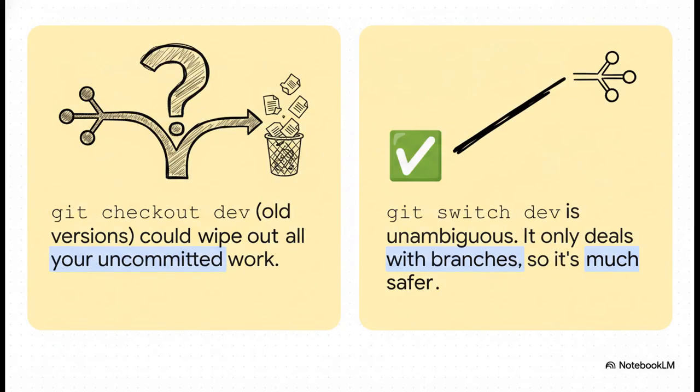With the old checkout command, Git had to guess what you meant. And because a file path named dev already existed, it could very easily assume you wanted to discard all the changes in that folder, effectively overwriting your hard work. Poof, it's gone. But git switch dev? It's not a gambler. It only understands branches. It would never, ever make that dangerous guess and delete your files.